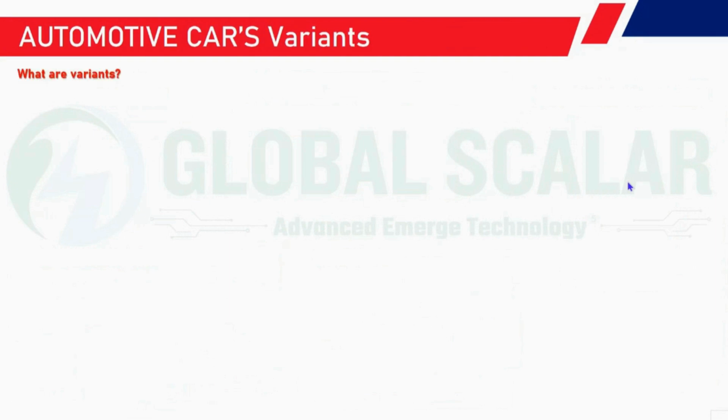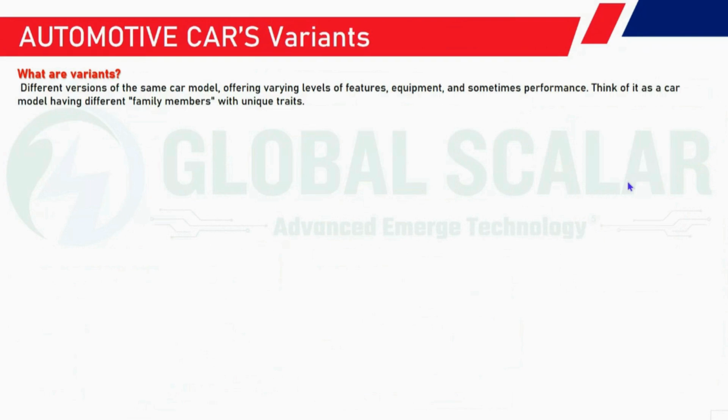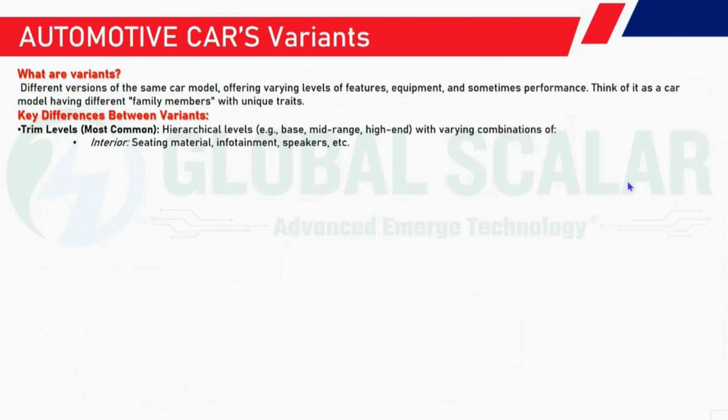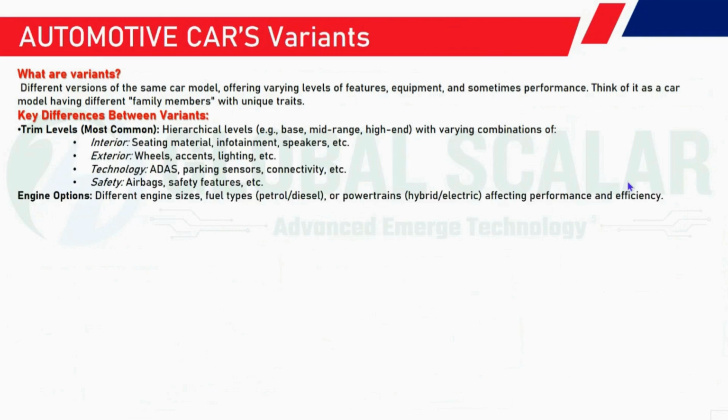And what are automotive car variants? The variants are nothing but different versions of the same car model, offering various levels of features, equipment, and sometimes performance. They belong to the same family but differ in the variants. So trim level: interior and exterior, technology-wise and safety-wise, it will vary. And the engine options, like diesel, petrol, or hybrid, can differ, and the transmission option, whether it's manual or automatic. It is all a part of the variants.